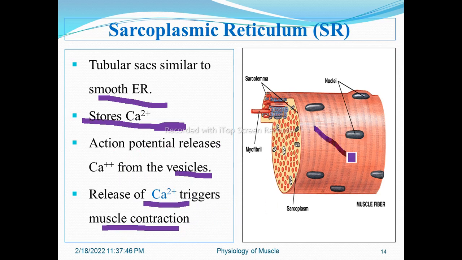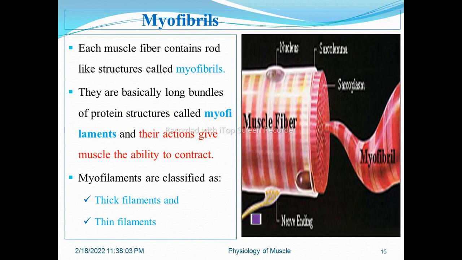This is the sarcolemma or cell membrane, this is the nucleus, this is myofibril, and this is mitochondria. This is the space between the myofibrils. Between two myofibrils is known as sarcoplasm or cytoplasm. So these are myofibrils. Another structure is here.